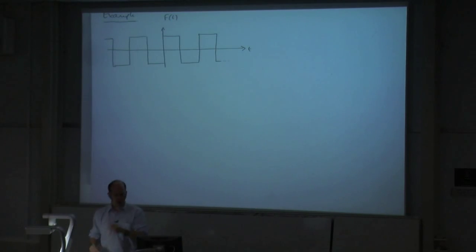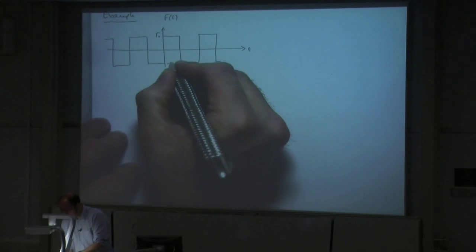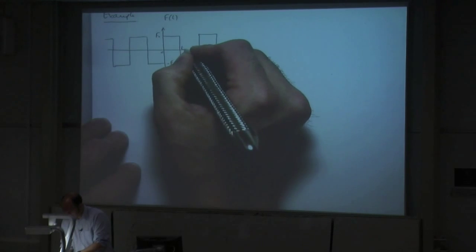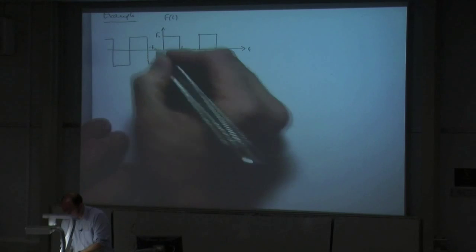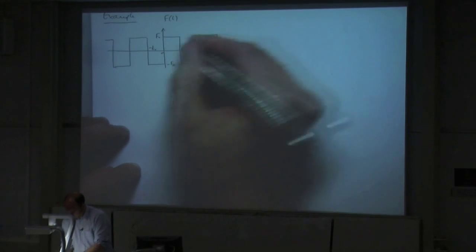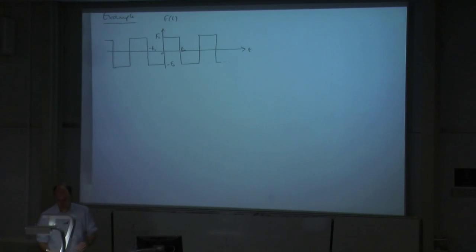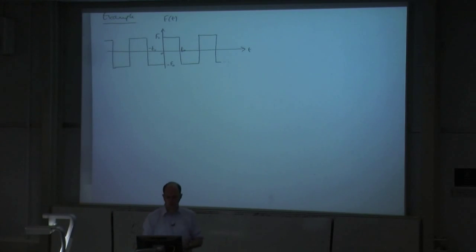So there's my square wave. This value is f0. This value is minus f0. Obviously this is 0, and here we've got t0, and here we've got minus t0. And that's f of t. The forcing function is a function of time.